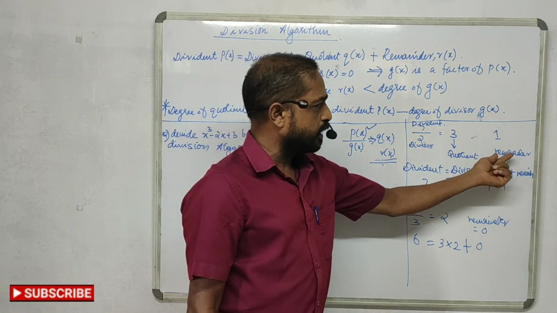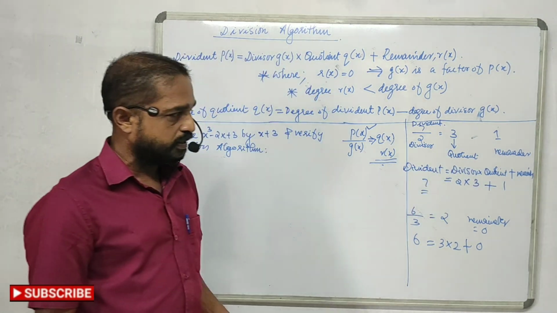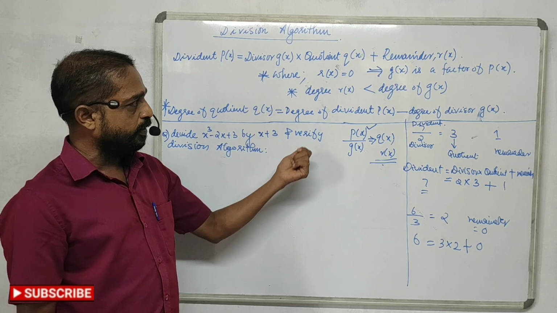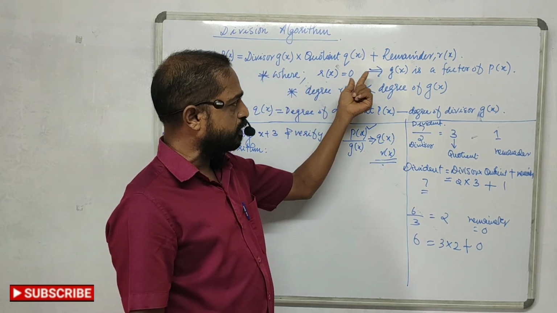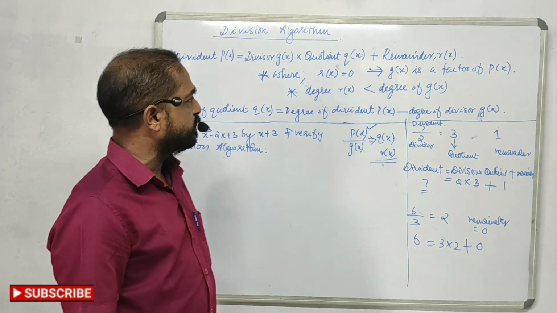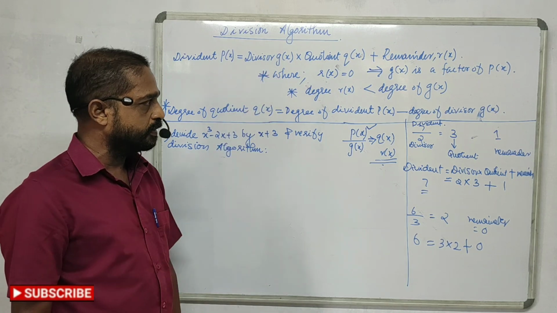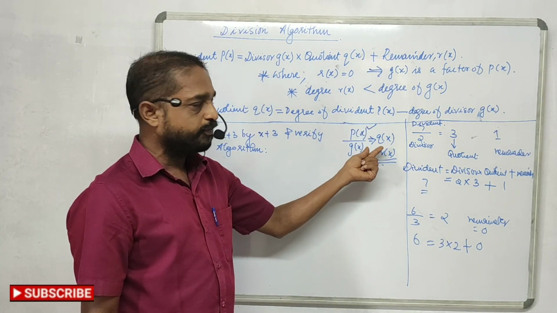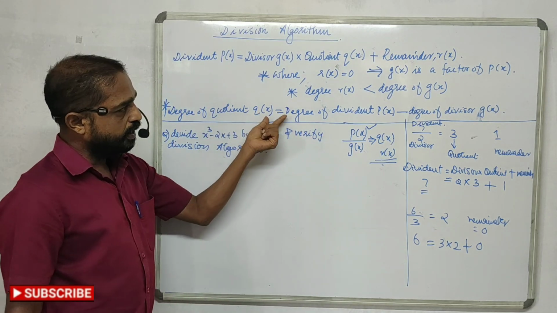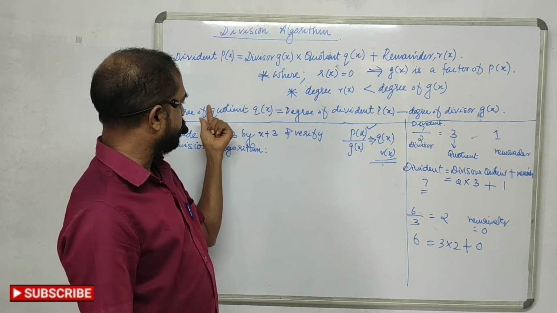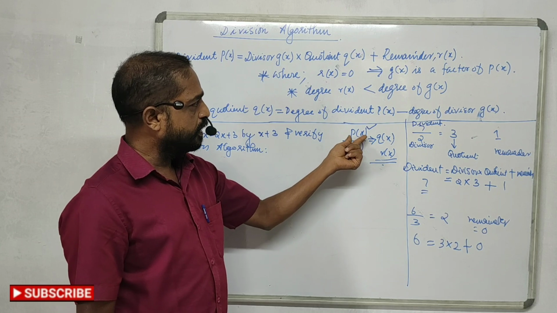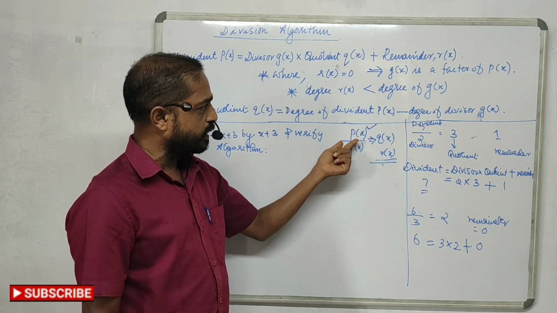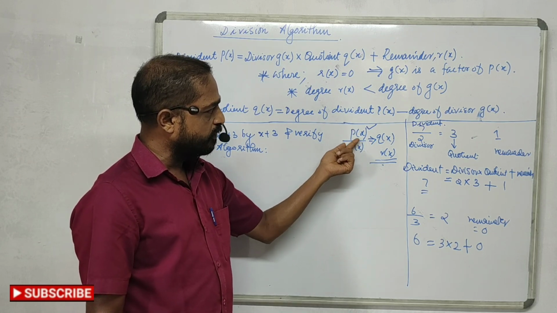And also here the remainder must be less than the divisor. Here in the case of polynomials, the degree of the remainder must be less than the degree of g of x. And also how will you find out the degree of the quotient? Degree of the quotient q of x is equal to the degree of the dividend p of x minus the degree of the divisor g of x.